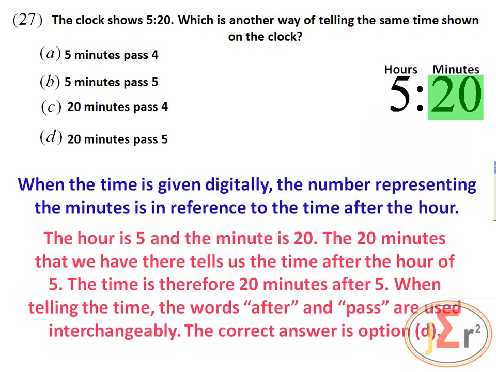Also, the minutes that we have on a digital display tell us the number of minutes after the hour. So the hour is 5 and we have 20 minutes. That will be 20 minutes after 5, which we know to also be 20 minutes past 5. And option D is therefore correct.